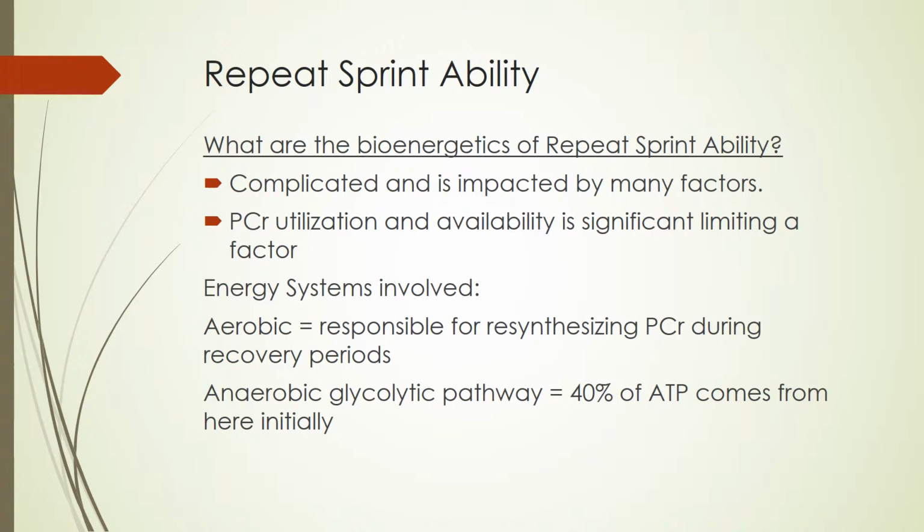Then we have the anaerobic glycolytic pathway, which is responsible for effective utilization of PCR. About 40% of ATP comes from this pathway initially during a repeat sprint performance. And PCR again is capable of replenishing ATP, the ATP that's used to do work, at the fastest rate possible.